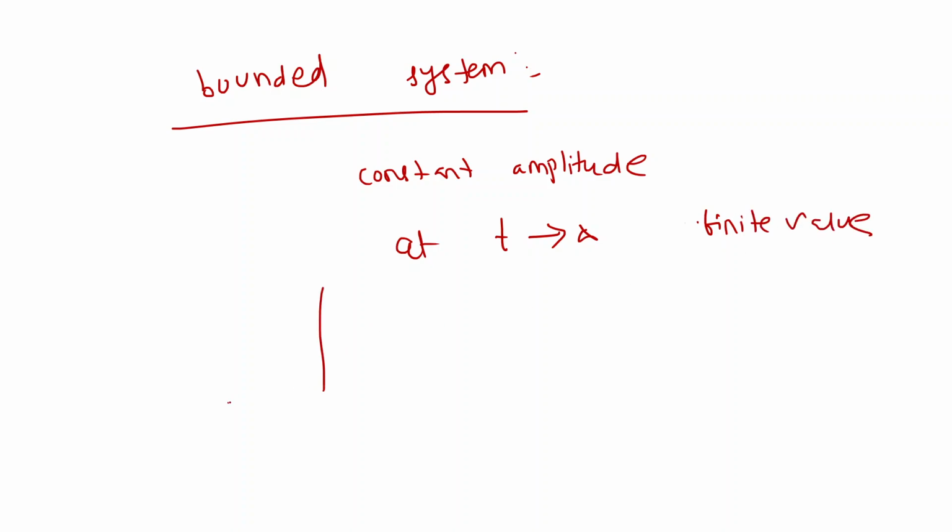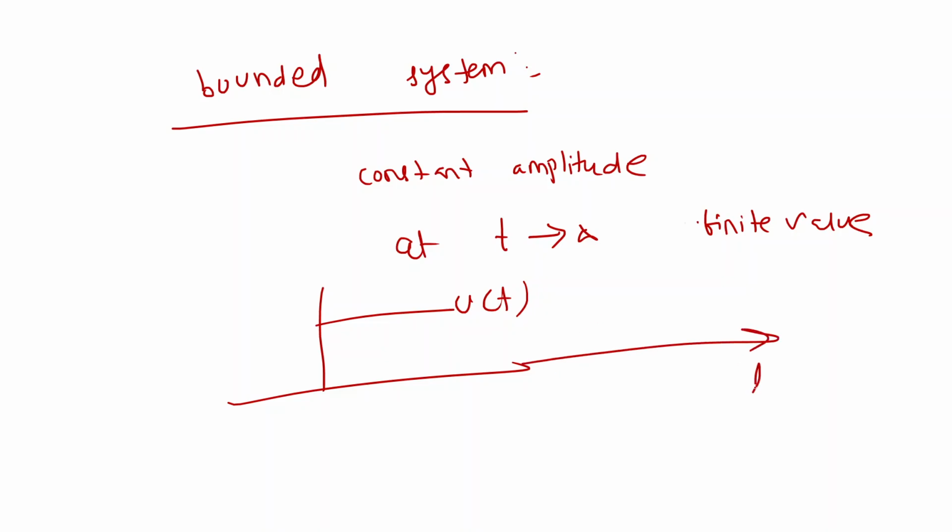Let me give an example. U of t is a signal up to infinity, t tends to infinity. It always gives an amplitude of 1. If you integrate it, you'll get 1. From 1 to infinity, whatever the value, you'll always get 1. So this is bounded, it gives a finite value. So any signal you integrate, if it gives a finite value, that is a bounded system.